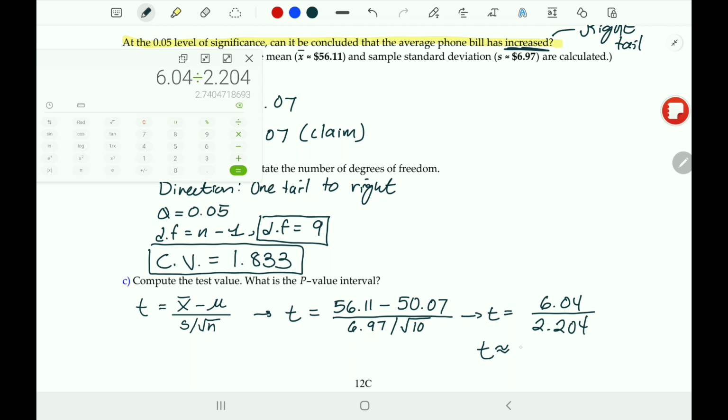That's approximately 2.740. That is our test value in this case.